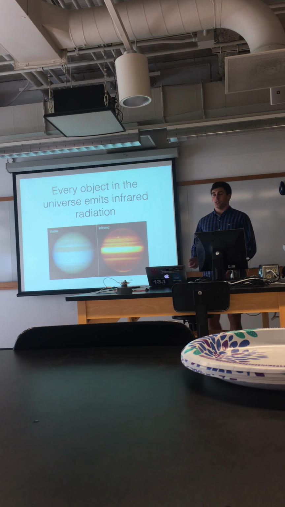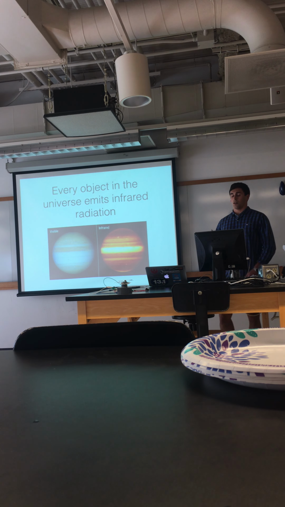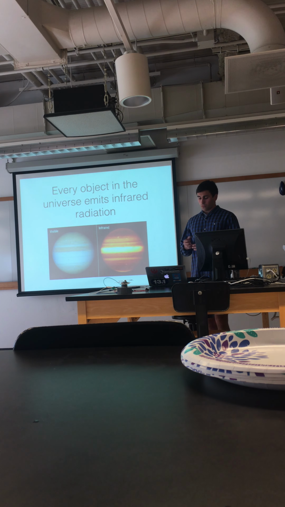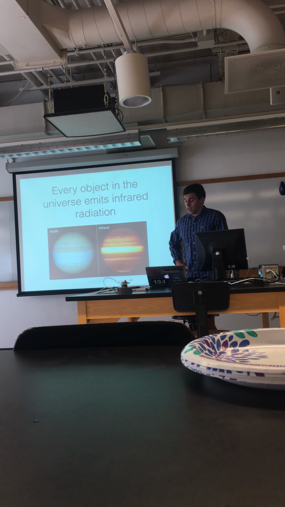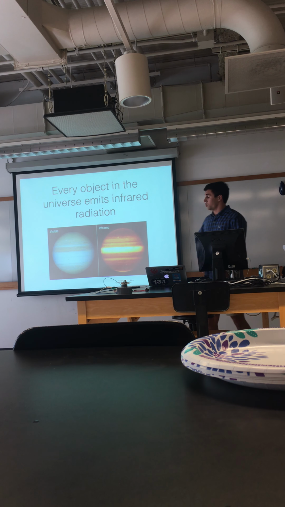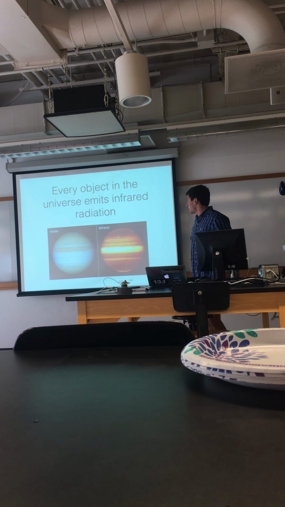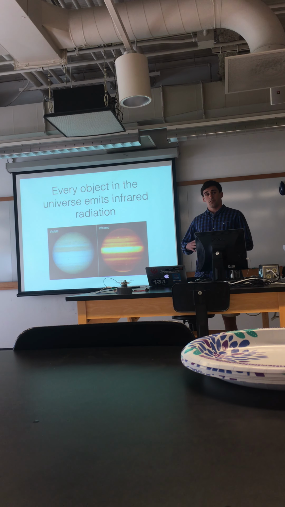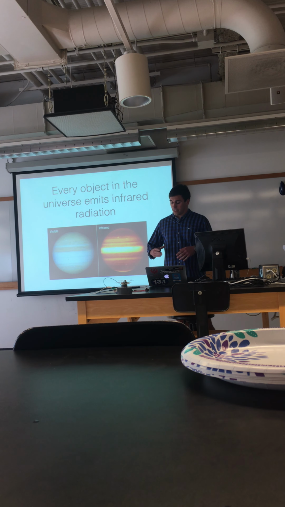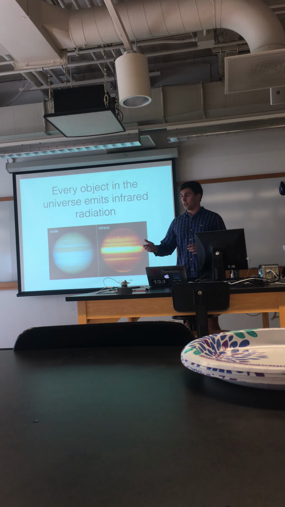Every object in the universe emits infrared. All objects emit all light. Some stars, like blue stars, don't emit as much, but they all emit infrared. This is just a picture of Jupiter. The left is visible, the right is infrared. It's a good example because it's close enough to us that you can get more detail, unlike galaxies and stars besides our sun that are farther away.